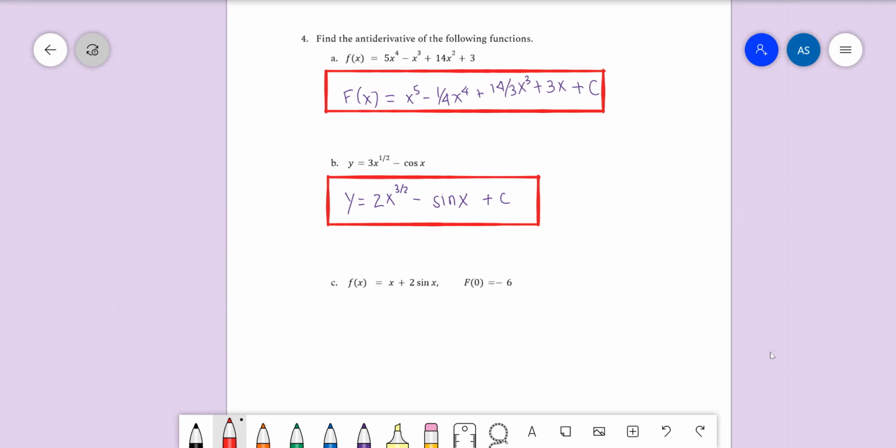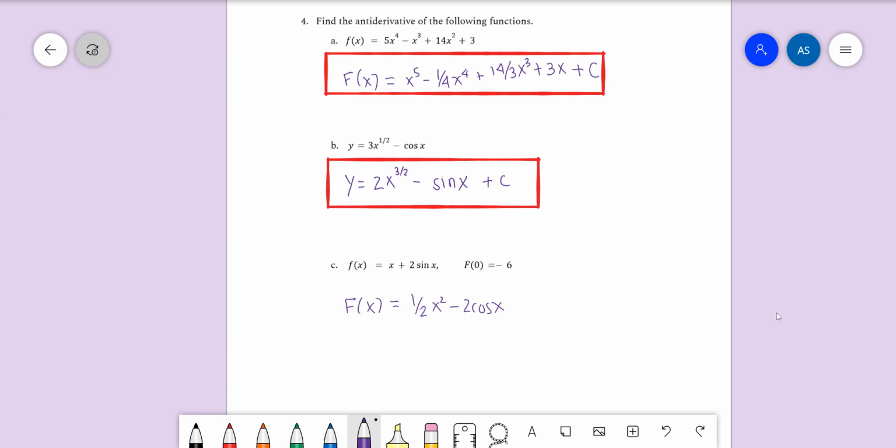Alrighty. Now for part C. Okay, same thing. We get 1/2 x squared minus 2 cosine x. And minus because that's just the antiderivative of sine. Then now we have to put the plus c. The thing is, we actually don't leave this as plus c. We're given an initial value, so we have to use that. So we just do f of 0, which is -6, and then that first term goes to 0. The second one goes to just cosine of 0 plus c. That cosine of 0 is really just 1. Then add 2 to both sides. You get c equals -4.